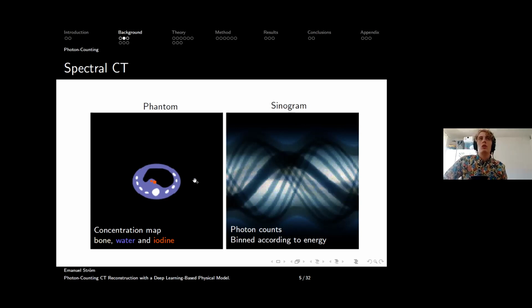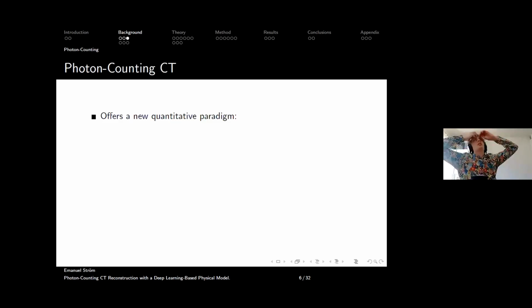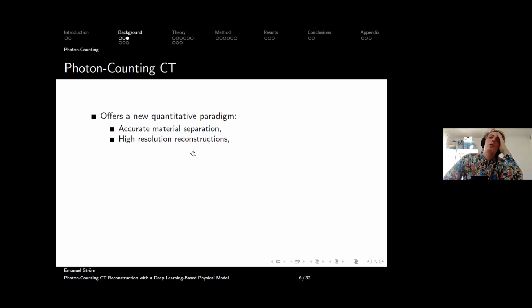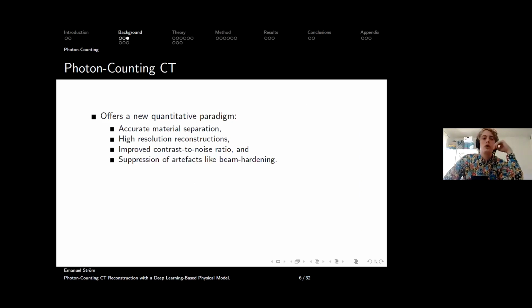And so to summarize, the thing that photon counting CT offers here is a new kind of quantitative paradigm in CT, where you have much more accurate basis material separations, high resolution reconstructions, and improved contrast to noise ratio. And because you have these energy resolved measurements, you can counteract the beam hardening artifact that occurs because the photons that are deposited in the detectors are not monochromatic, or not from one single wavelength.